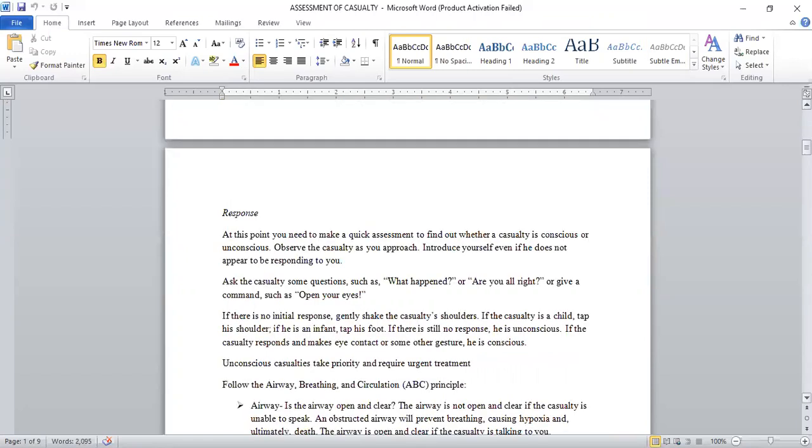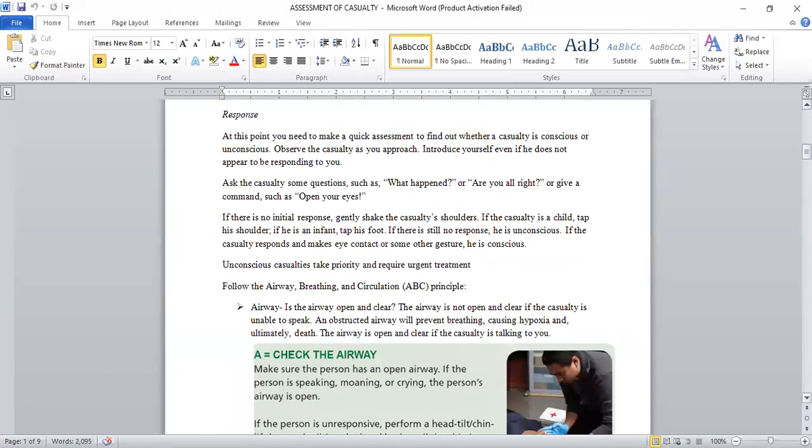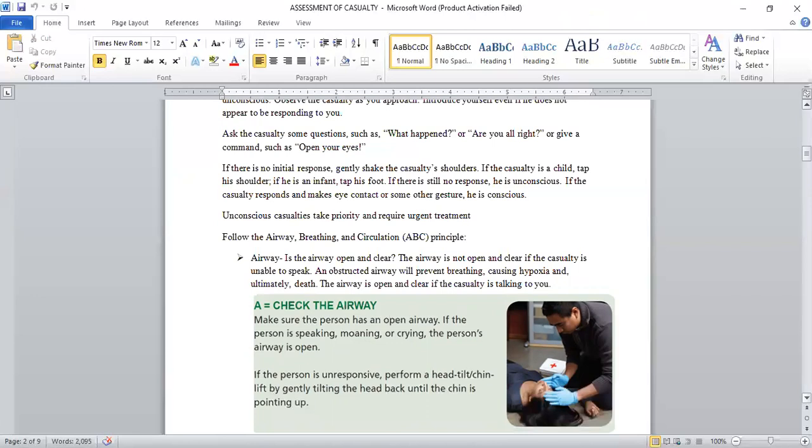Then on the primary assessment, we have three main steps that you're supposed to undertake. One is to identify whether the airways are open. You need to check on the person, for example, in the mouth or in the nose. Could there be anything blocking the breathing?